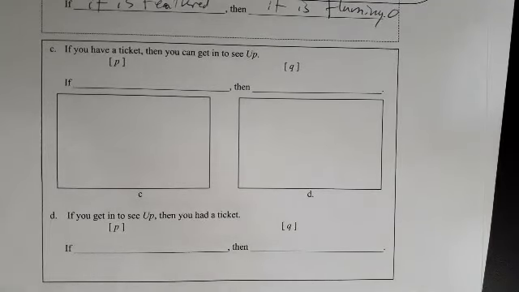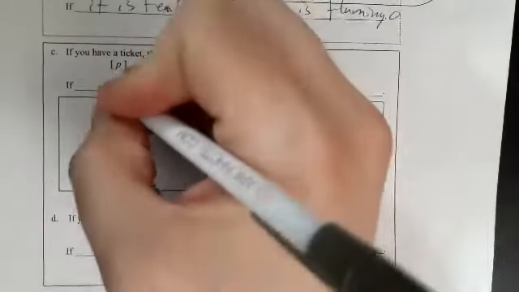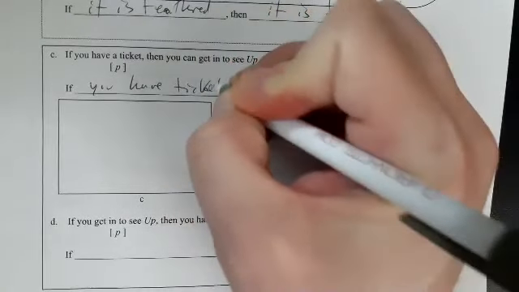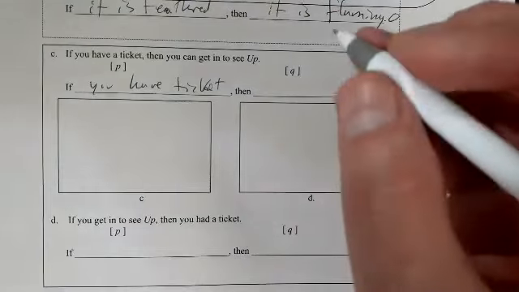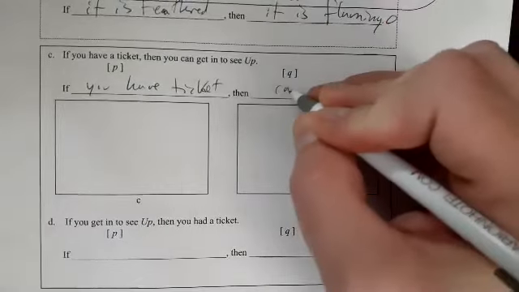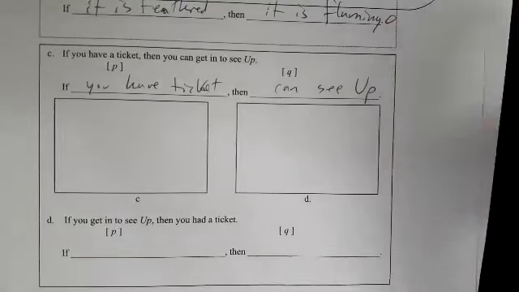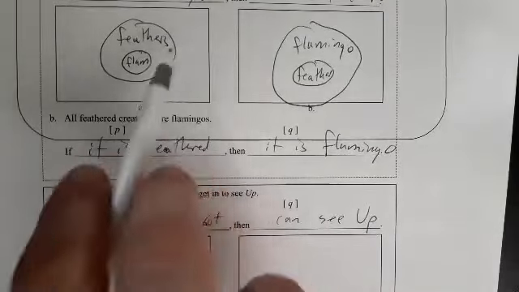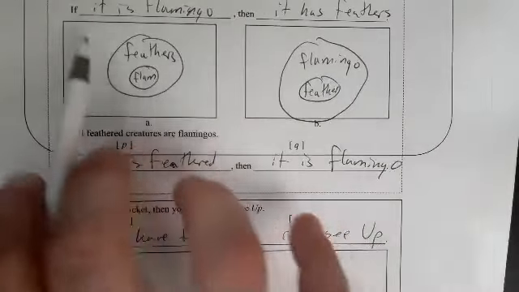If you have a ticket, then you can get into the show. Okay, so this one is already in an if-then statement. There's not much thinking on how to write this one. If you have a ticket, then you can see the show. Okay, so if this is an if-then statement, I know this might be revolutionary, but how do we draw if-then statements? I'll give you a hint. They should all look the same.